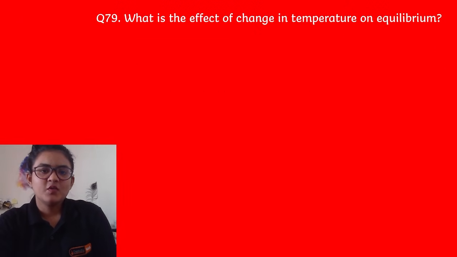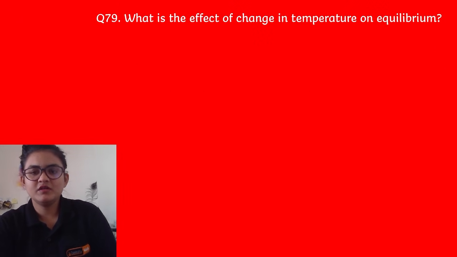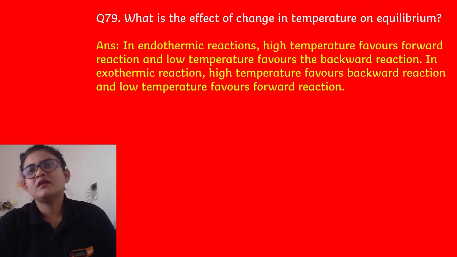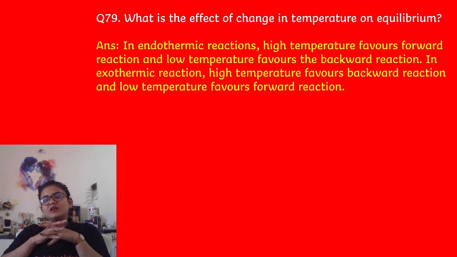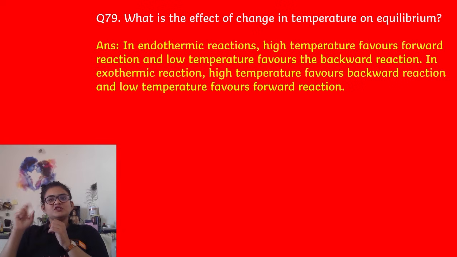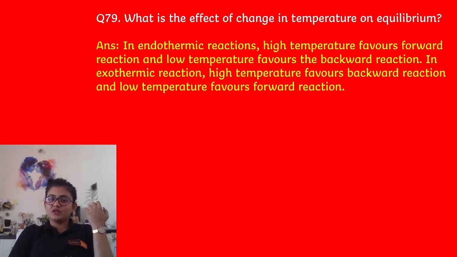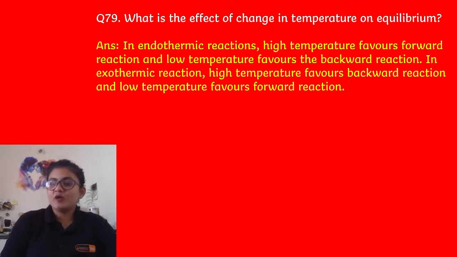Let's proceed. What is the effect of change in temperature on equilibrium? So here you can see, if I'm having, let's say, endothermic reaction. Endothermic reaction means that requires heat. So in case you are giving temperature, it will proceed in a forward direction, means it will try to utilize the temperature you are giving. But if you are doing any exothermic reaction, then if you give temperature, it will proceed backward direction. Why? Because if the forward process is exothermic, backward process is endothermic. So it will try to utilize the heat you are giving. So it will proceed backward direction.